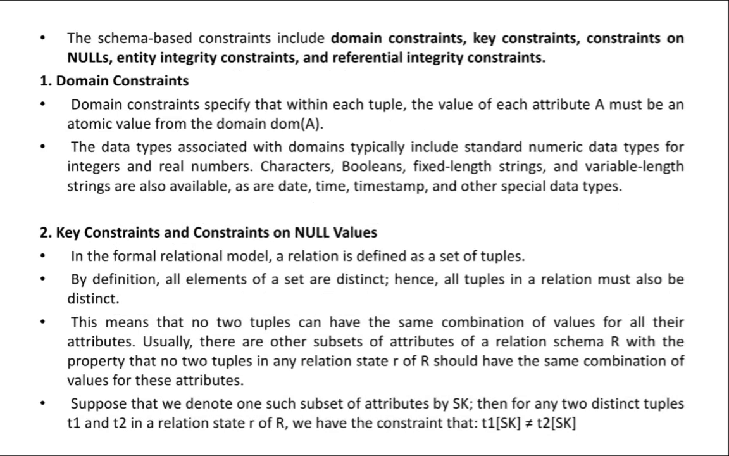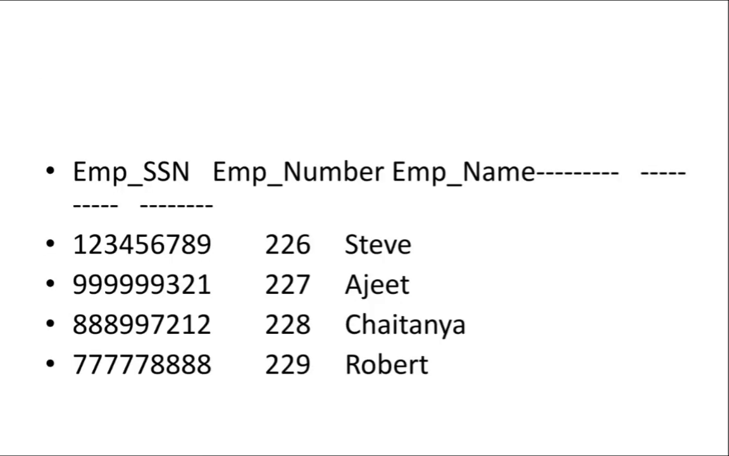So the key constraint is going to tell that all the elements of a table, all the elements of a set are distinct, and when the elements are distinct, obviously tuples are also distinct. That means different. All the elements are different, hence all the tuples are different. No value should be repeated here. No two tuples can have the same combination of values. You can observe there, every value is different. Obviously, no value is repeated here.